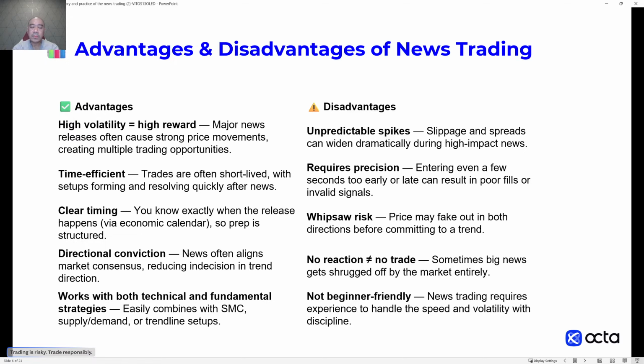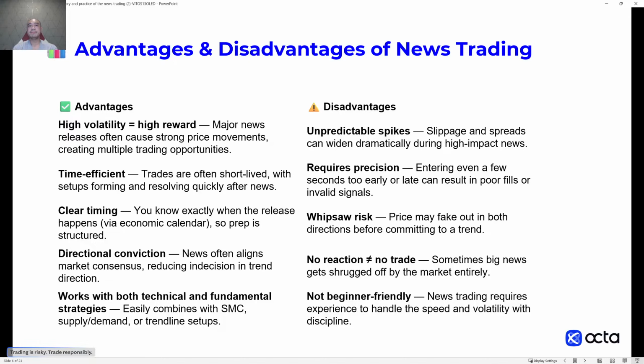But the negative to that is that you will require a lot of precision, right? Because entering even a few seconds too early or too late does result in false or invalid signals. So just keep that in mind. Now, the other advantage here is that you have clear timing, because we know exactly when the release happens. If we're looking at the scheduled releases, we can take a look at the economic calendars. We can be ready for that release before the market reacts to it, right?